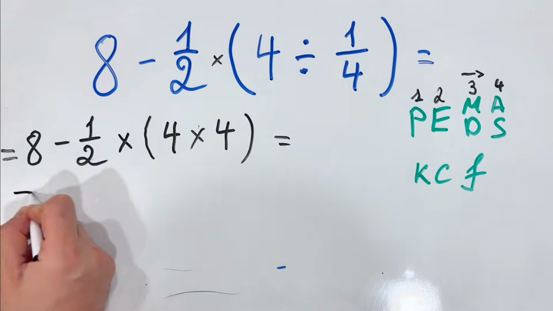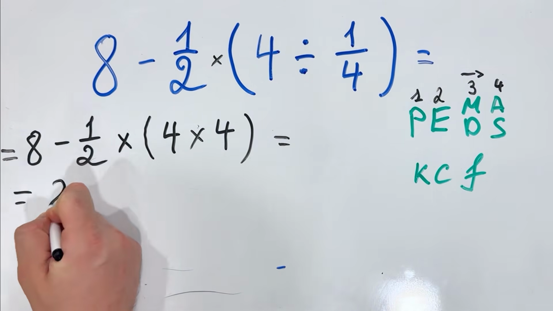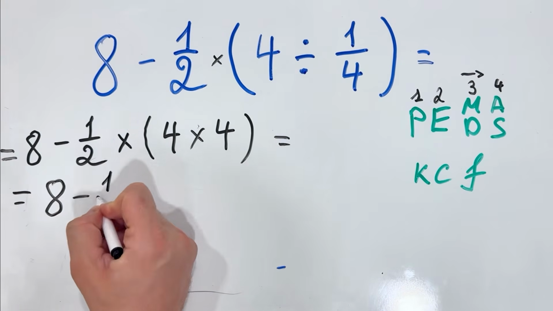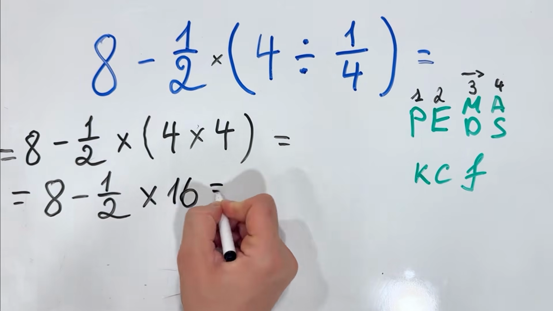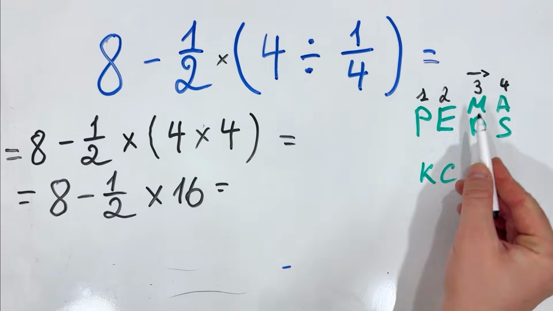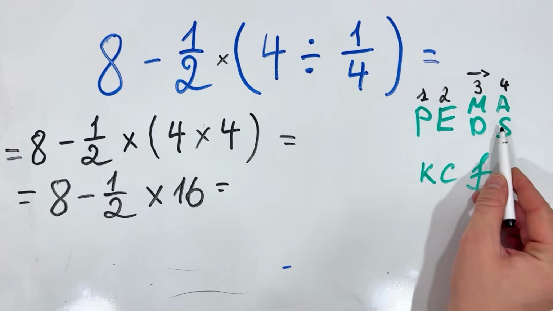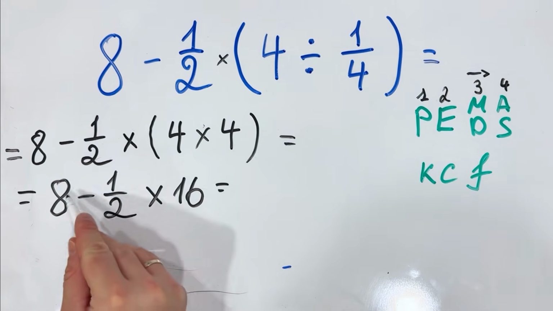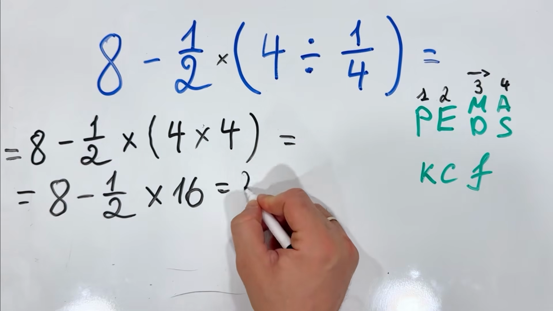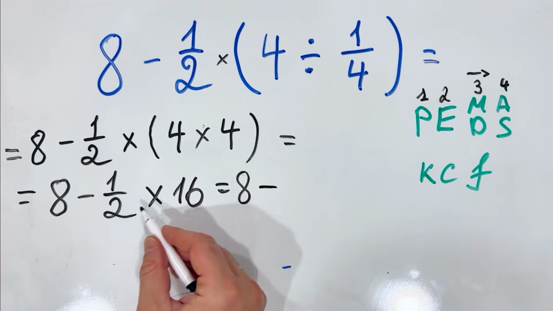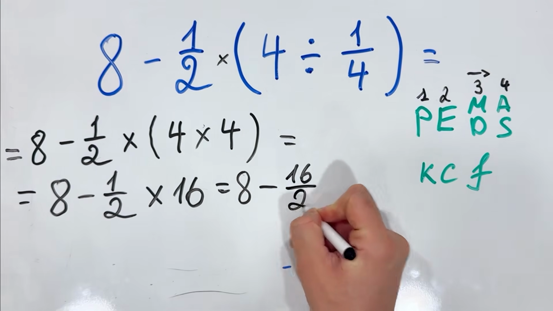Okay, this makes our math problem way easier. So we have 8 minus 1 over 2 multiplied by 16. Here now we know that we must do the multiplication before the subtraction. So multiplication before the subtraction. We should not do first the subtraction and then the multiplication. Correct? So we have 8 minus 1 over 2 multiplied by 16 is 16 over 2.